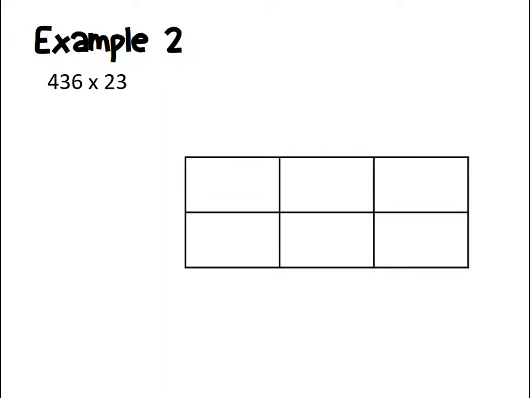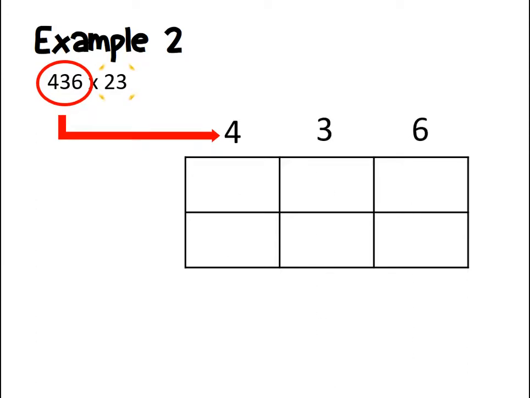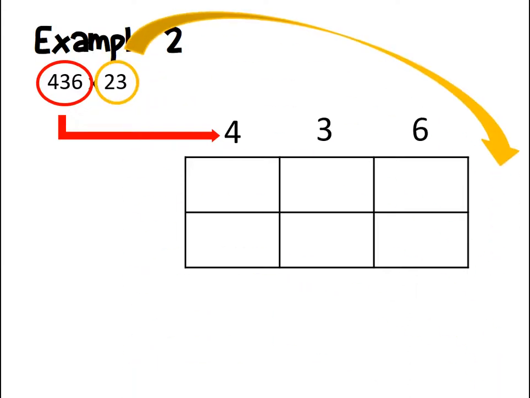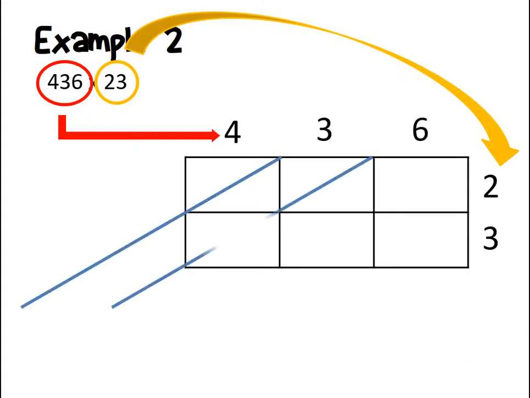Okay, we have 436 multiplied by 23. We have a 3-digit number multiplied by a 2-digit number. So we have 3 columns and 2 rows again. Remember, my first number goes into the top of my table, 4, 3, and 6. My second number goes into the right-hand side of my table, 2 and 3. I draw in my diagonal lines using a different color. I do this throughout all of my blocks to ensure that I can calculate accurately.